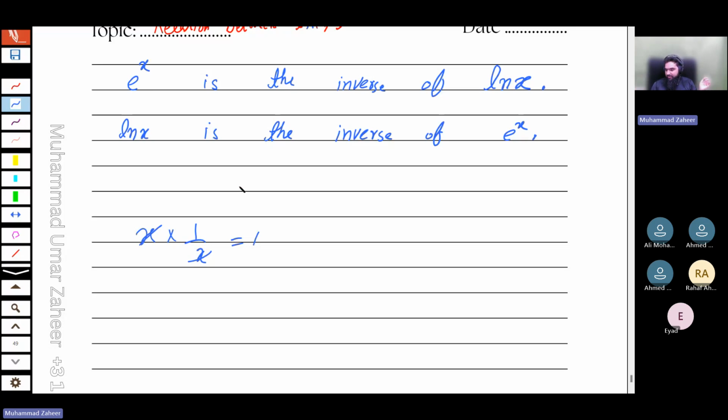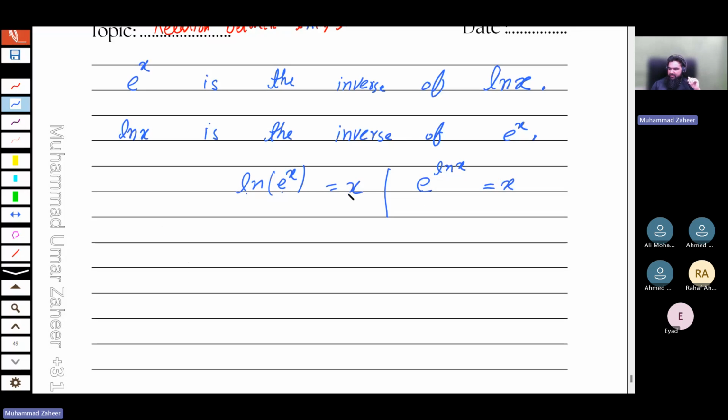If you take, for example, natural log of e raised to power x, they are inverse of each other, so natural log and exponential will be cancelled out. The answer will be x. In the same way, you have e raised to power natural log of x. Exponential and log will be cancelled out, so they are going to be inverse of each other.